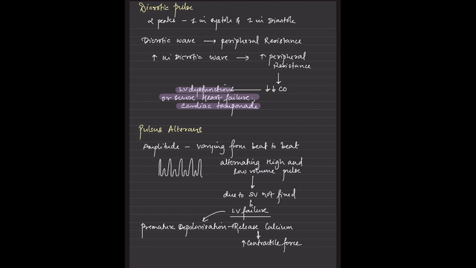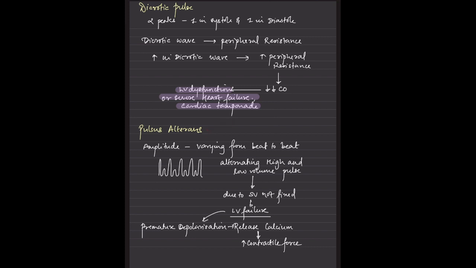So that is mostly dicrotic, meaning peripheral resistance, right? So that is the dicrotic wave. An increase in the dicrotic wave means there is an increase in the peripheral resistance. Whenever there is an increase in the peripheral resistance, there is a decrease in the cardiac output. That will be seen in left ventricular dysfunction or in case of failure.